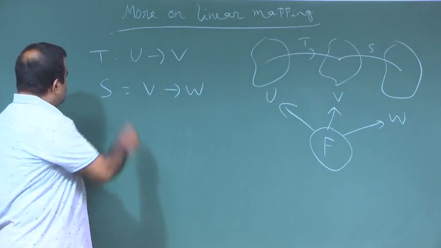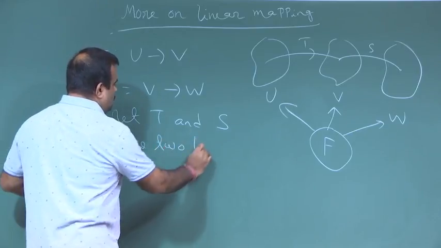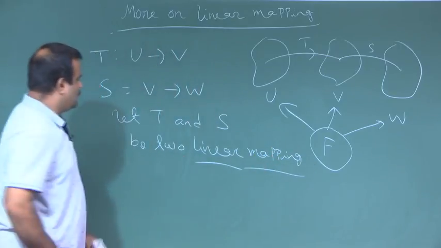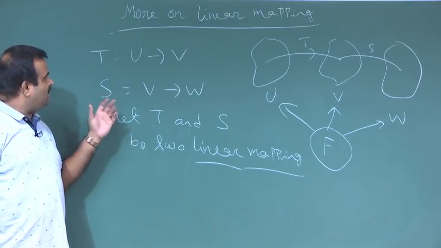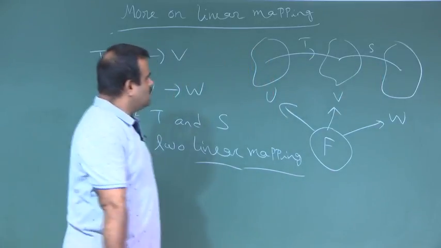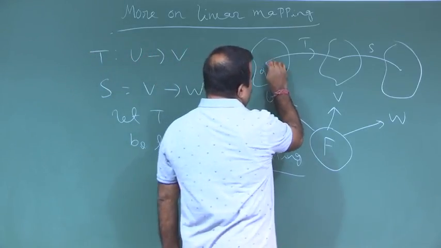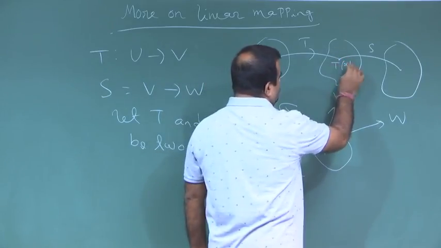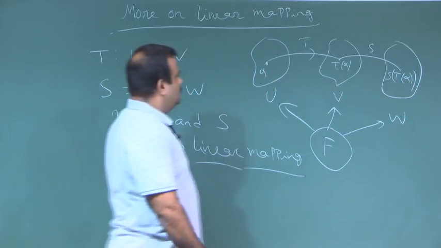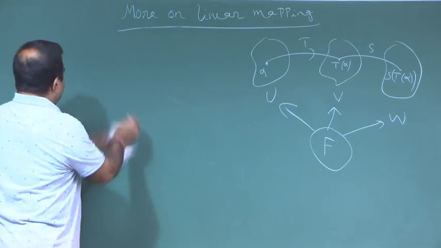Let T and S be two linear mappings, that is, linear transformations. T is a mapping from U to V and S is a mapping from V to W. Now, if you consider the composition of these, this is also a mapping. Composition means we take an element alpha from U and apply T, which gives T alpha, an element in V. If we apply S on this, we get S of T alpha. This composition mapping is denoted by S compose T.